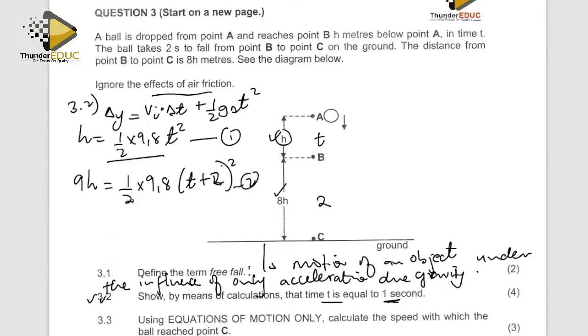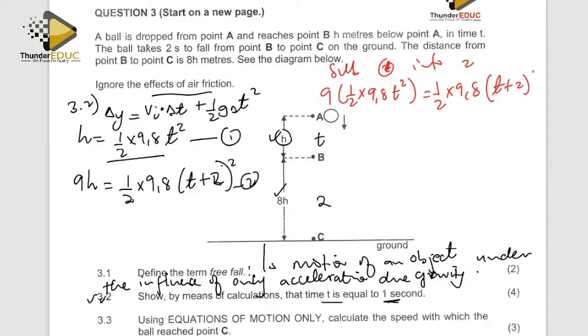And then I'll say that I'm substituting 1 into 2. Okay, so it's going to be 9 into a half times 9.8 t squared is equivalent to a half multiplied by 9.8, I'll have t plus 2 squared. So the half 9.8, half 9.8 dies out. I have 9t squared is equal to t squared plus 4t plus 4.